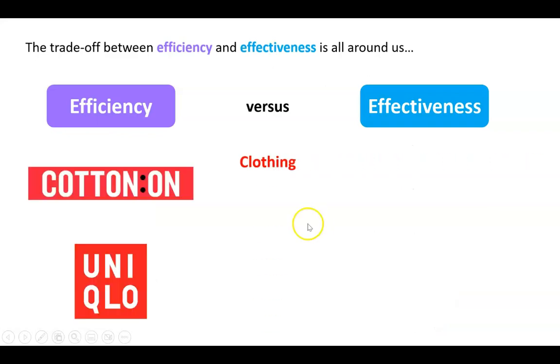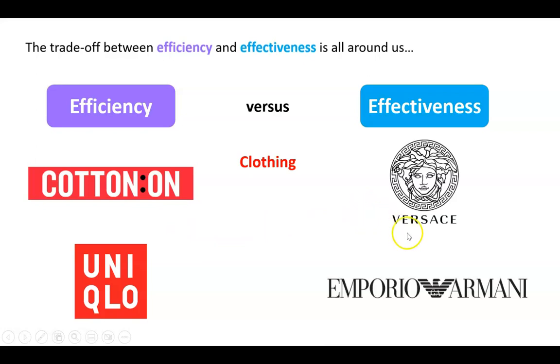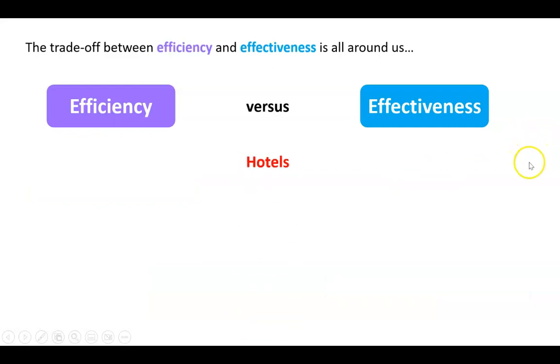What about with clothing? Well, we've got the fast fashion retailers like Cotton On and Uniqlo. It's all about selling a lot of clothing really cheaply all the time, every day. Versus places like Versace and Emporio where the product costs a lot more and it's not designed to be sold as much because each product can be sold for more because it's better quality.